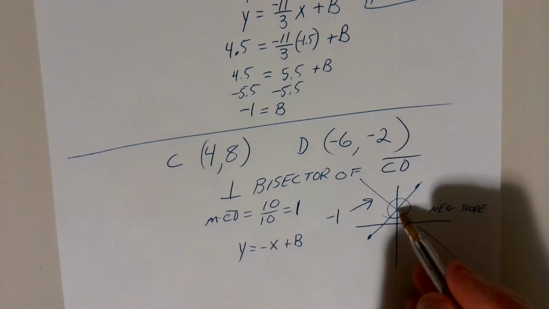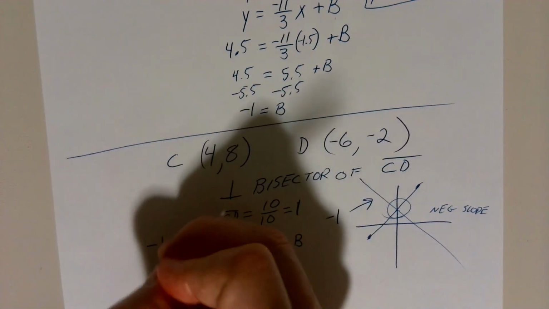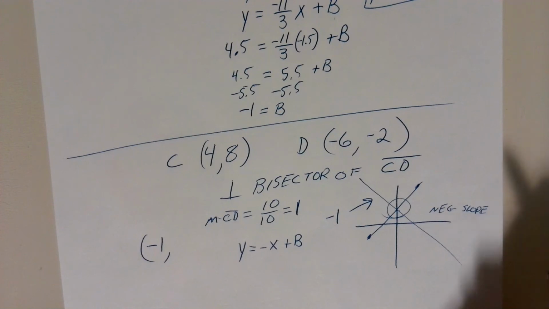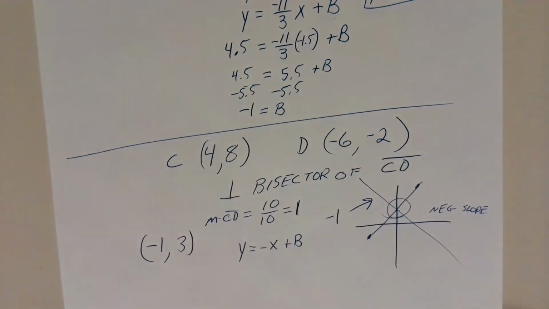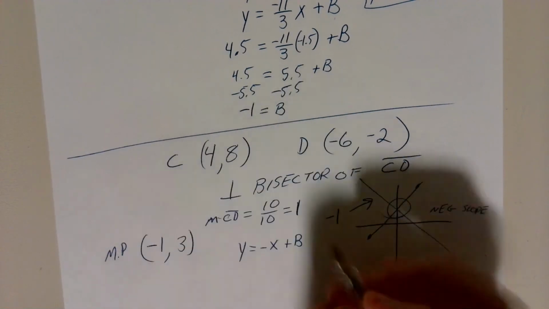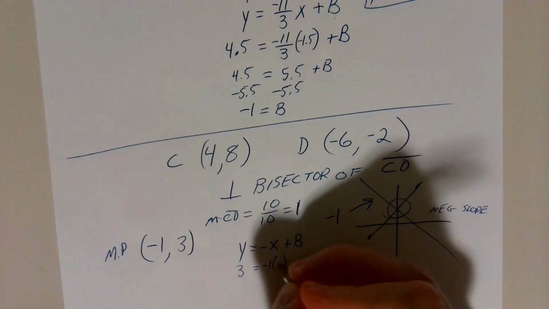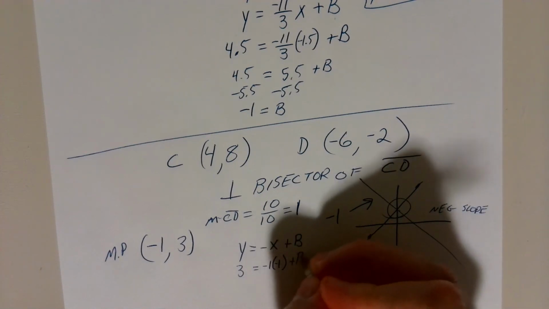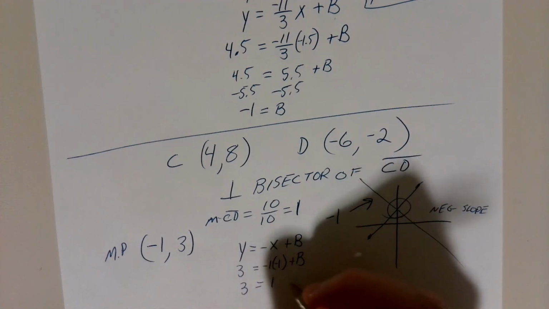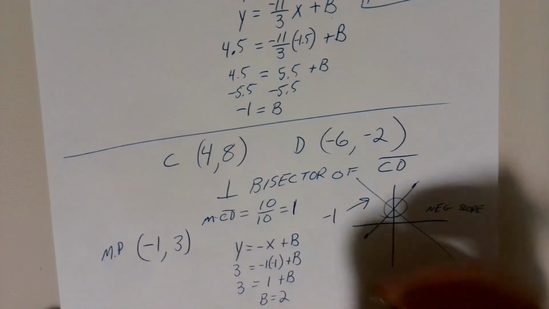Now I need it to go through the midpoint. So the midpoint: 4 and negative 6 is negative 2, half of negative 2 is negative 1. 8 and negative 2 is 6, half of 6 is 3. Negative 1, 3 is the midpoint. So I just plug that in here. 3 equals negative 1 times negative 1 plus b. 3 equals 1 plus b. Subtract that. b equals 2.